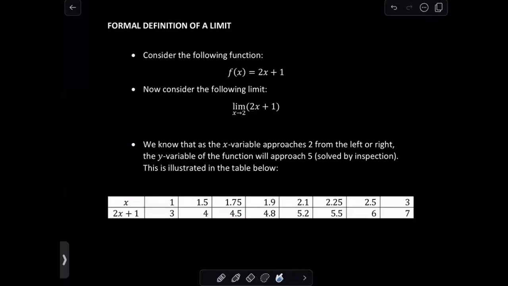So let's look at the formal definition of a limit. What I want you to do is consider this function here. f(x) is equal to 2x + 1. That's a normal, nice, straight linear function. Okay, it's an easy function to deal with.